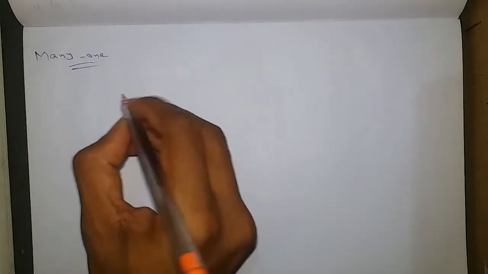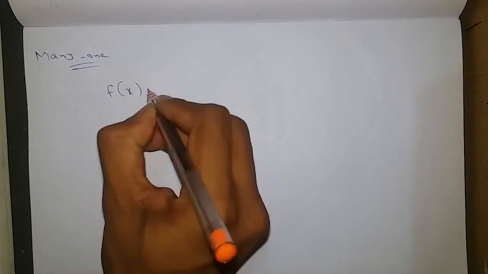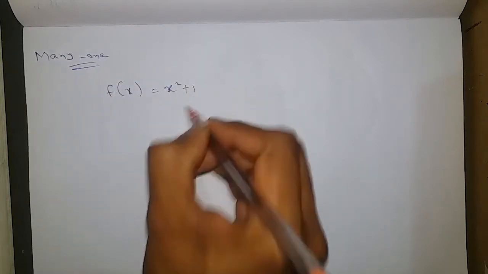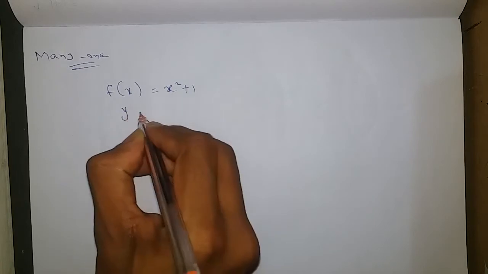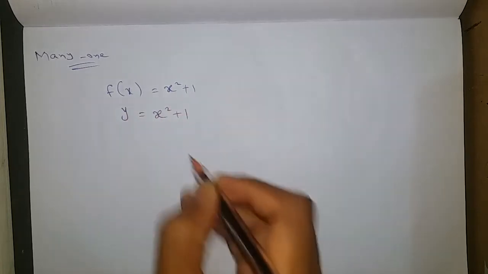Okay, the next function is many one function. Many one function means at least two elements in the domain should have same image. Let us check this. I am taking one function f of x is equals to x square plus 1. So this f of x I am replacing with y. Y is equals to x square plus 1.